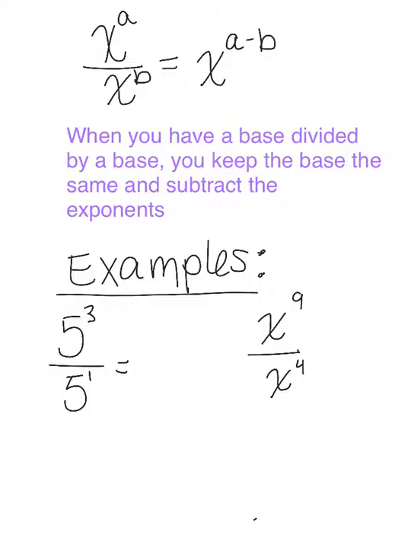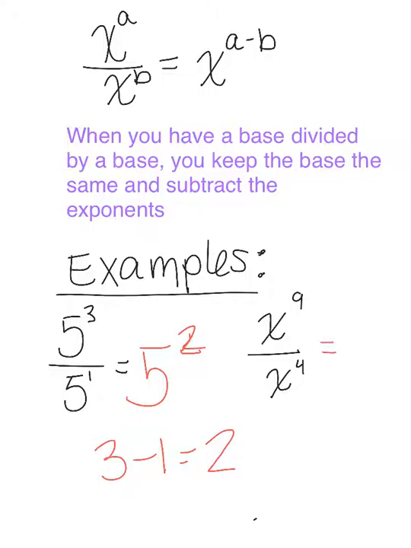So the next one is x to the a divided by x to the b equals x to the a minus b. So what that says is when you have a base divided by a base, you keep the base the same and you subtract the exponents. So the two examples I have are 5 to the third divided by 5 to the first. So this is really going to be 5 squared, because 3 minus 1 equals 2, and again my base stays the same. My base is 5 in this case.